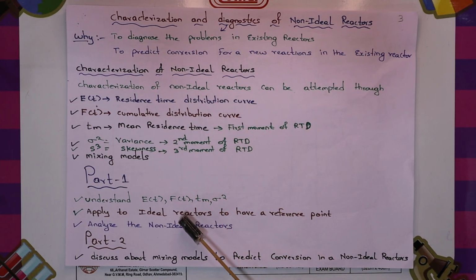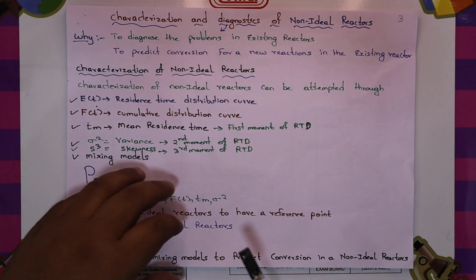We applied this to the ideal reactors first, and we observed in our previous lectures what the E of t and F of t curves look like, what the mean residence time is related to the space time, and how the variance behaves. That is what we discussed about the ideal reactors. Now we are switching to non-ideal reactors. Now we have a reference point, and based on it we can judge what non-ideal reactors are. We are going to start with the non-ideality in the CSTR.